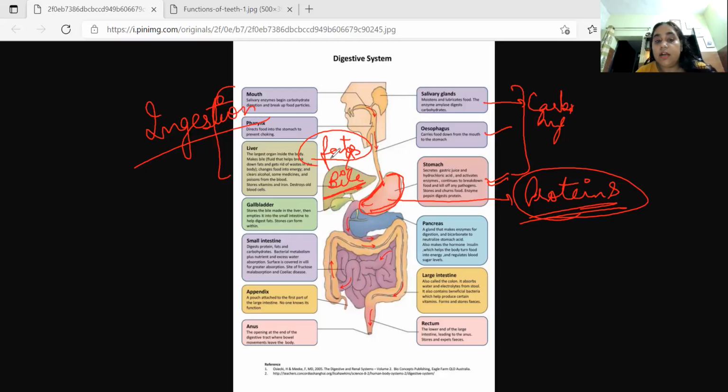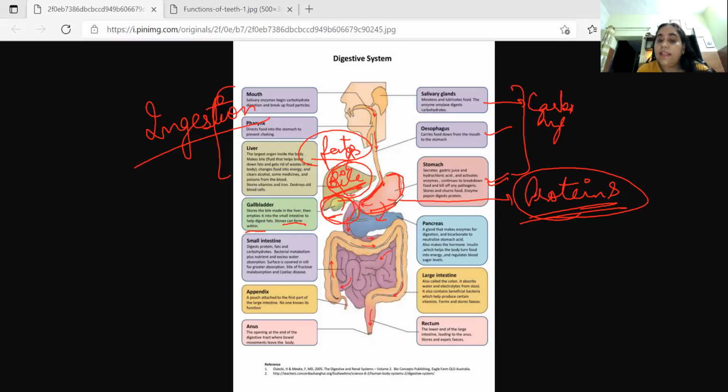Now next to this liver, you have the gallbladder, which is very small. It stores the bile. Its basic function is that whatever bile juice the liver is making, it keeps on storing, and finally it releases it to the small intestine, to which it is connected. Stones can form within this gallbladder; the gallbladder is very prone to the formation of stones, right? Then just below your stomach you have the pancreas.